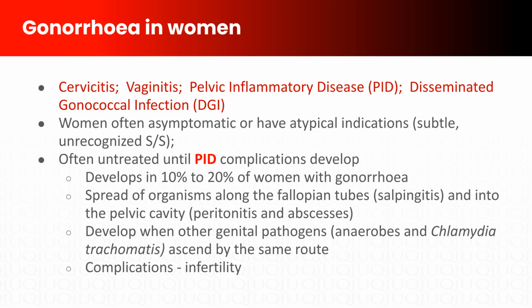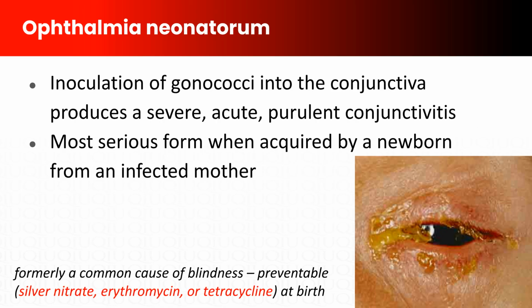Disseminated gonococcal infection, DGI. In rare cases, gonococci can spread through the bloodstream, causing disseminated infection with fever, skin lesions, and arthritis. Ophthalmia neonatorum represents a special and preventable manifestation of gonococcal infection that occurs in newborns.